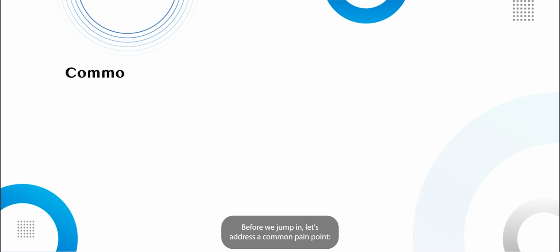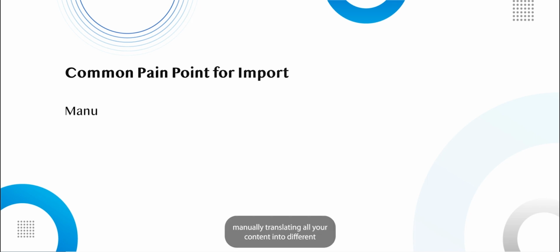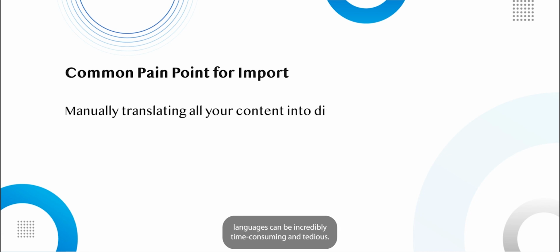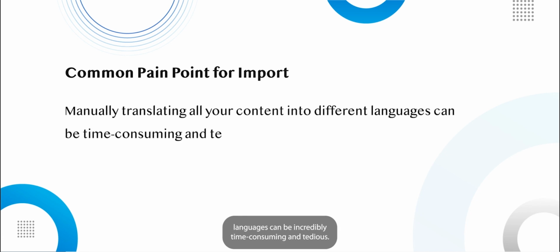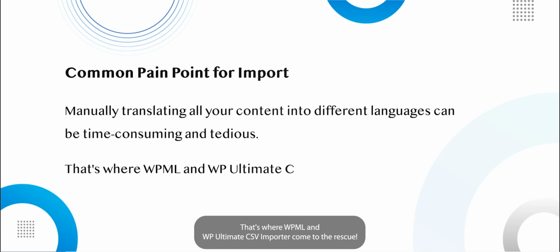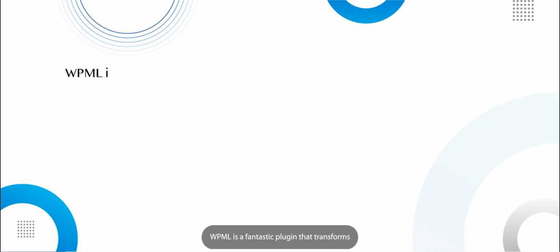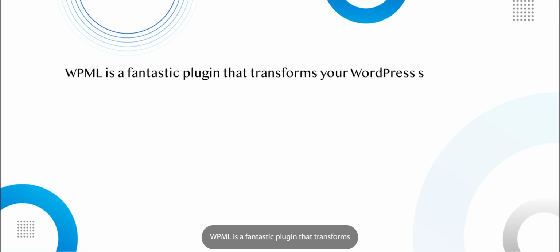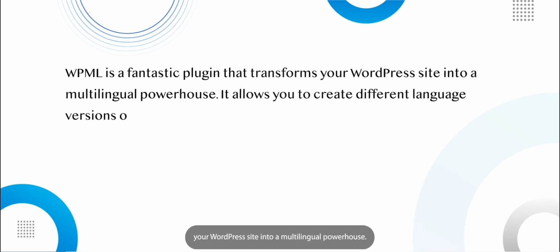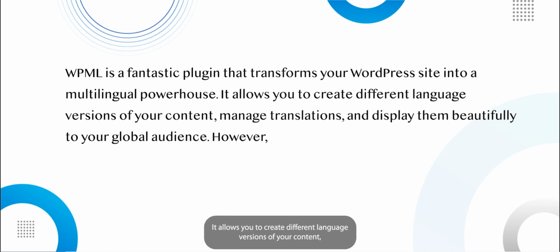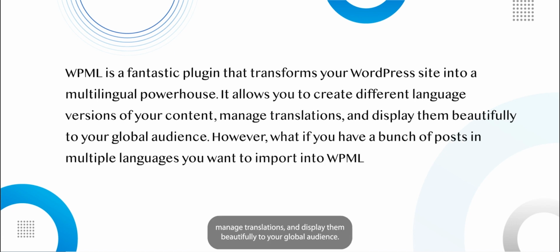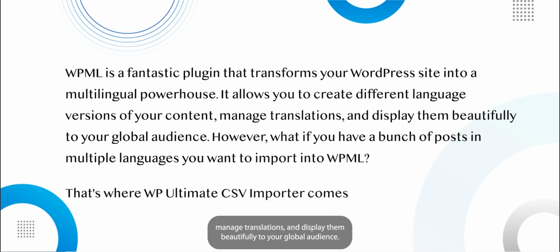Before we jump in, let's address a common pain point. Manually translating all your content into different languages can be incredibly time-consuming and tedious. That's where WPML and WP Ultimate CSV Importer come to the rescue. WPML is a fantastic plugin that transforms your WordPress site into a multilingual powerhouse. It allows you to create different language versions of your content, manage translations, and display them beautifully to your global audience. However, what if you have a bunch of posts in multiple languages you want to import into WPML?